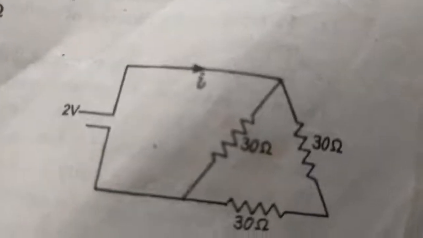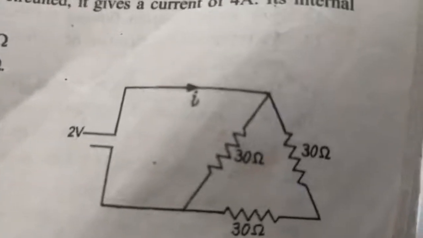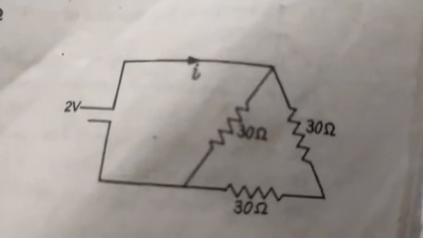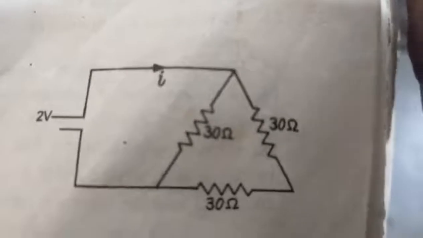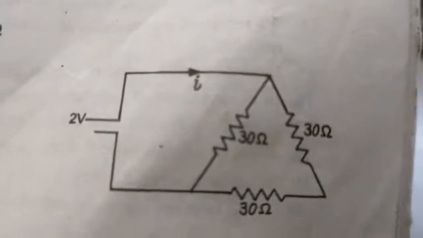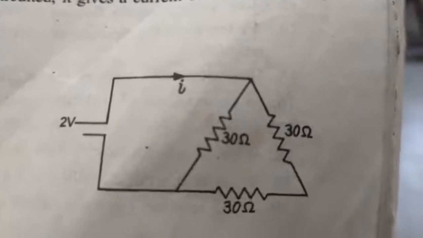And you will find the current passing through this circuit. You see the circuit here. So what will be the current here? You will be finding, most probably you will be getting 0.1 or 1 by 10 ampere. Okay. So all the resistances are here 30 ohm. So answer is 0.1. So for this class only this much.